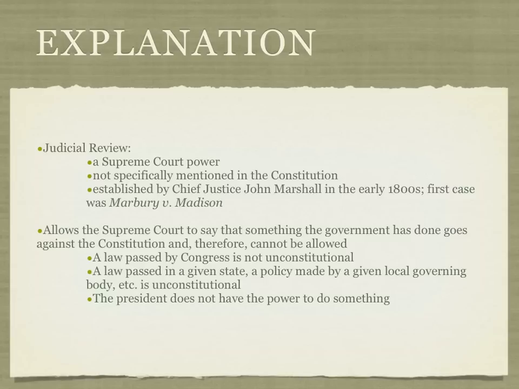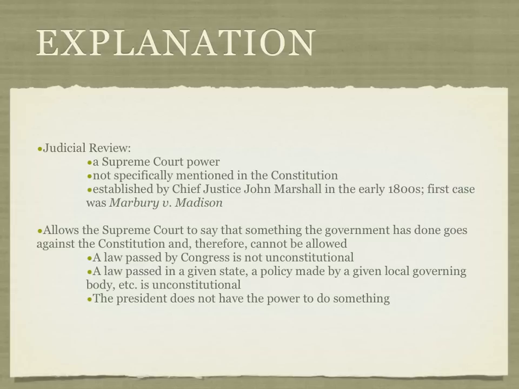Judicial review is not specifically mentioned in the Constitution. Instead, it's a power that was established by Chief Justice John Marshall in the early 1800s during a case called Marbury v. Madison. We'll take a closer look at this case later in the year, so I'm not going to say too much about it now, other than for you to know that the way this case was decided essentially said that the court had the power to declare government actions unconstitutional. And that's exactly what judicial review does.